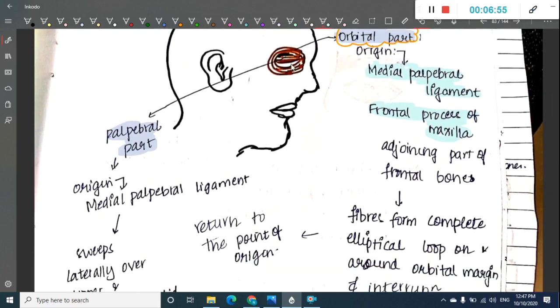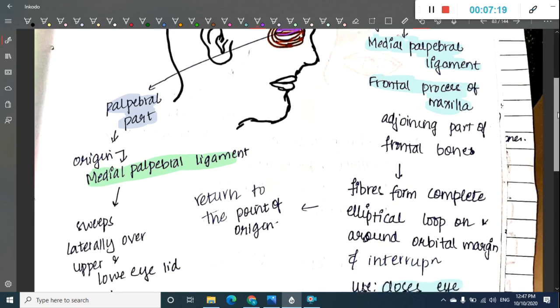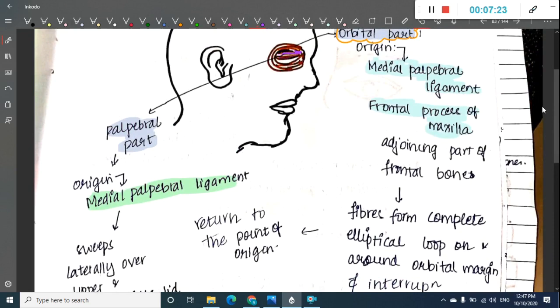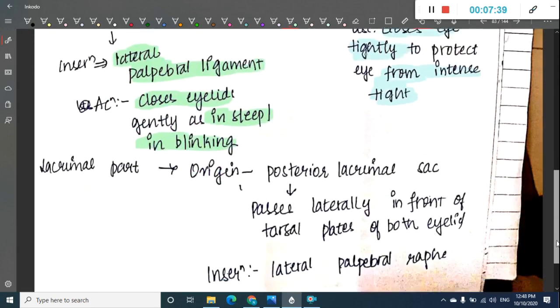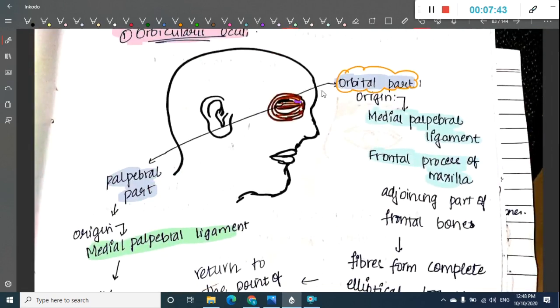Then the palpebral part also originates from the medial palpebral ligament. Okay, and this palpebral part will sweep over the eyelid and it gets inserted into the lateral palpebral ligament. Okay, what does this help in? This helps in closing the eyelids as in deep sleep, or in blinking. So the palpebral part is mainly helpful for closing the eyes whenever we sleep or blink, whereas the orbital part is helpful for closing the eyes forcefully, either to decrease the vision or for any reason.